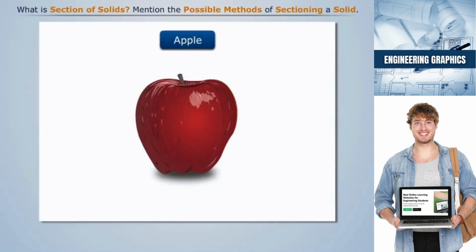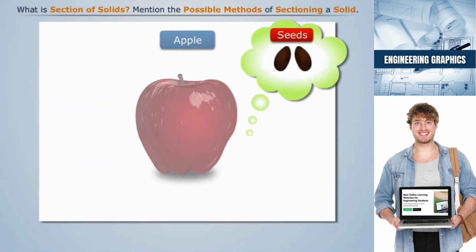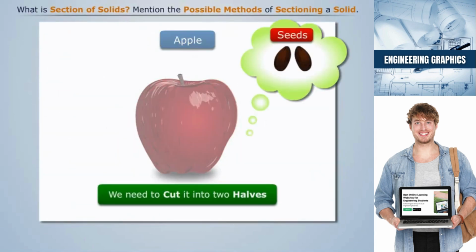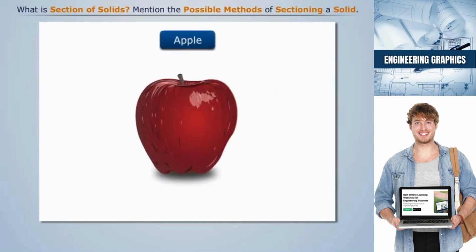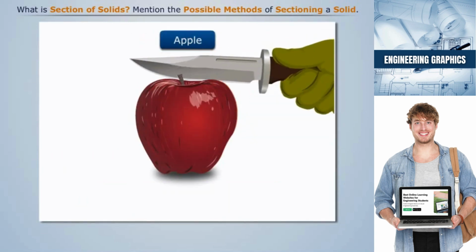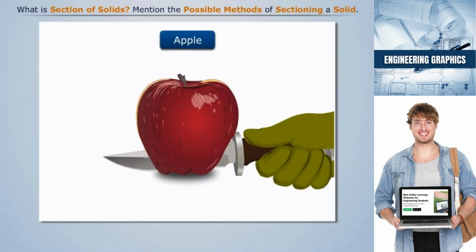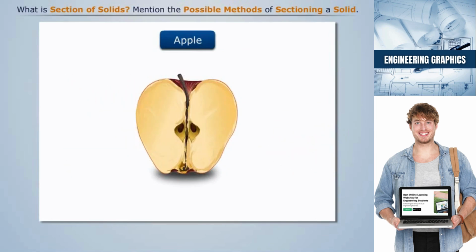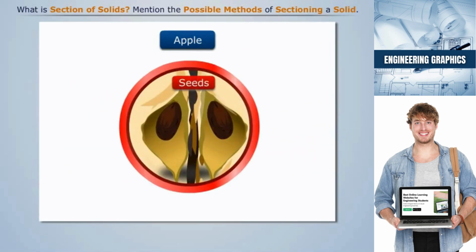Consider an apple. If we want to see its seeds, then we need to cut it into two halves. Therefore, cutting the apple into two halves, we get to see its internal portion, that is the seeds.